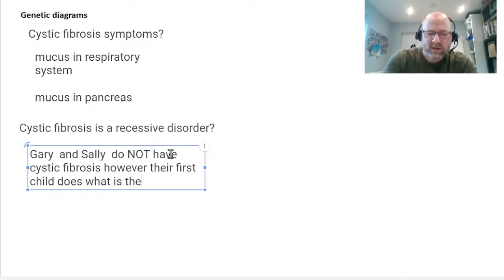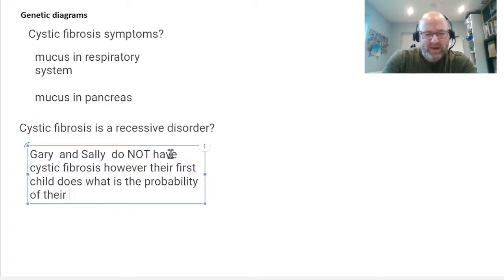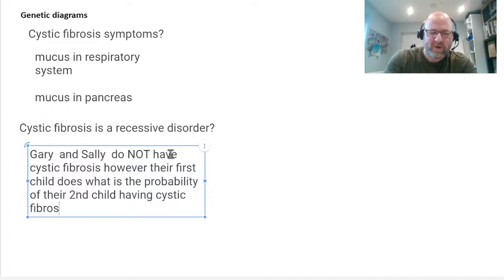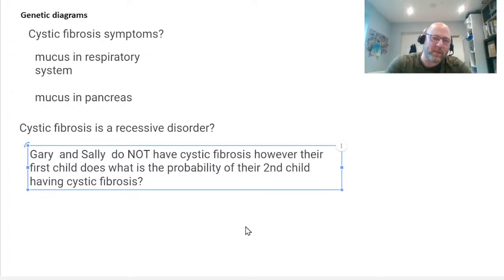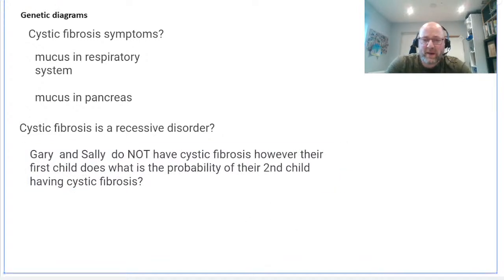What is the probability of their second child having cystic fibrosis? So what's the probability of their second child? You'll probably be asked to use a genetic diagram, and it'll be like 4 marks.